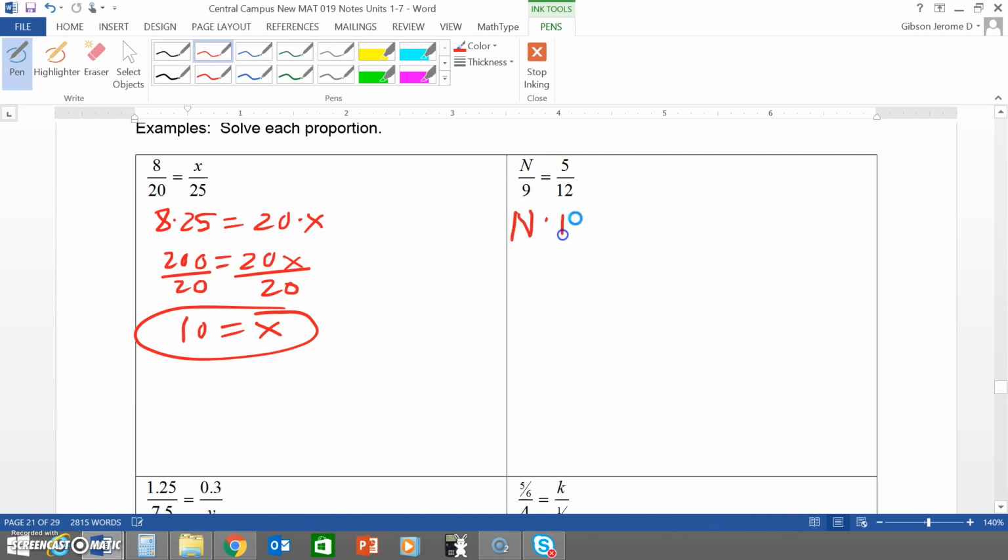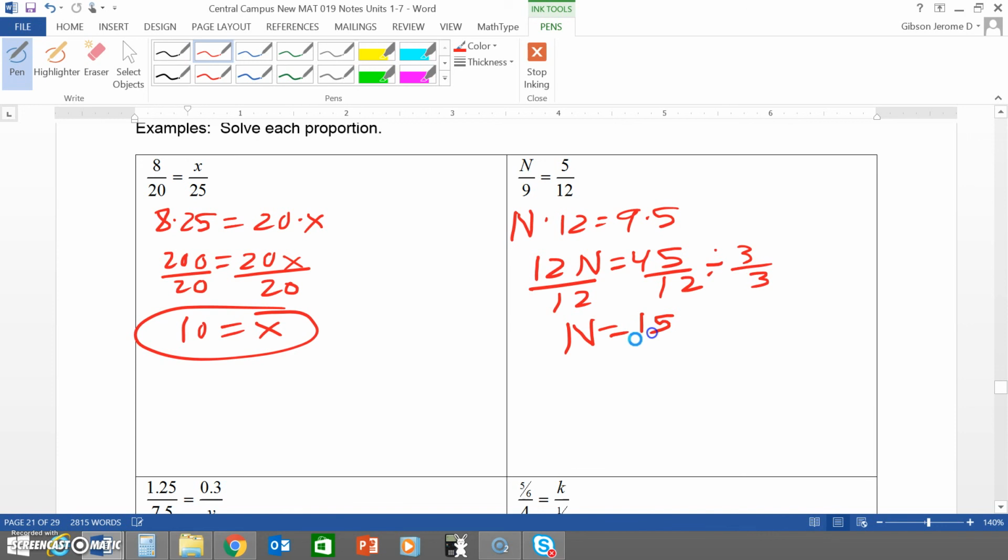We have n times 12 is equal to 9 times 5. N times 12 is 12n is equal to 45. We divide each side by 12, and n is equal to, now 45 and 12 both have 3 in common, so that will leave us with 15 over 4. Now we could leave this as 15 over 4, or we could change this to a mixed number.